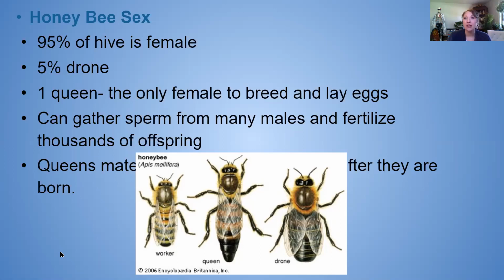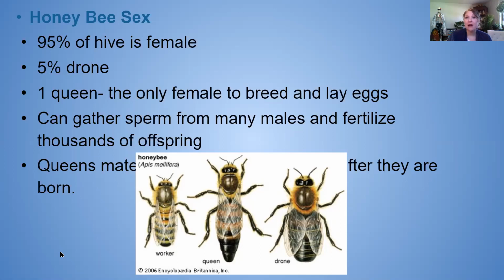The queen is raised from the time of the larva, and she is fed a specific type of food. It's actually called royal jelly. That food has chemicals in it that will make her anatomically grow larger and stronger. And the queen is the only one that will actually breed and lay eggs.